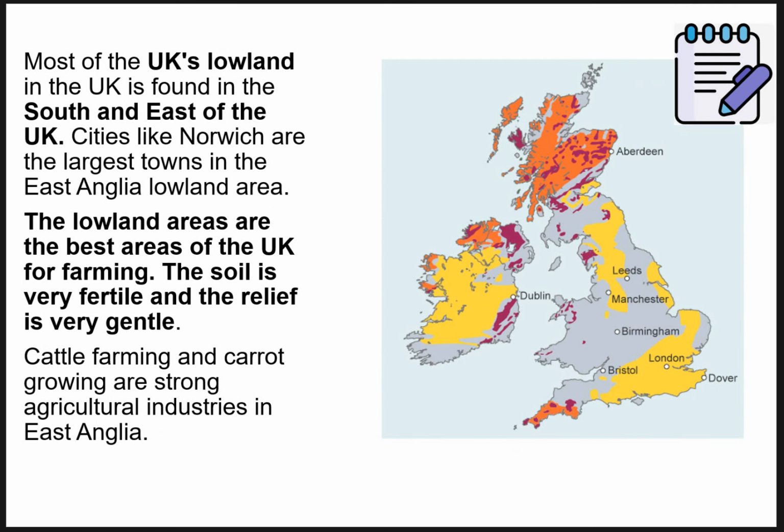Now let's compare that with the lowlands. Most lowland landscapes are found in south and eastern England. Here the land is much flatter. The soils are generally deeper and more fertile. This makes arable farming in particular much easier. There are large fields, better transport, and larger towns and cities. This is all because the landscape is a lot gentler.